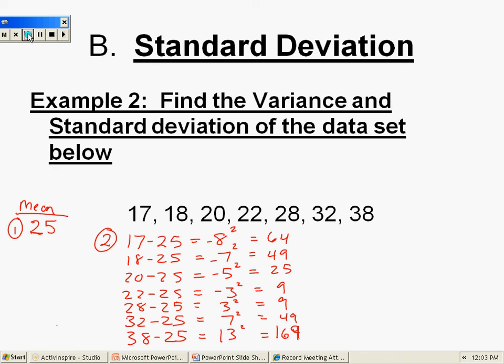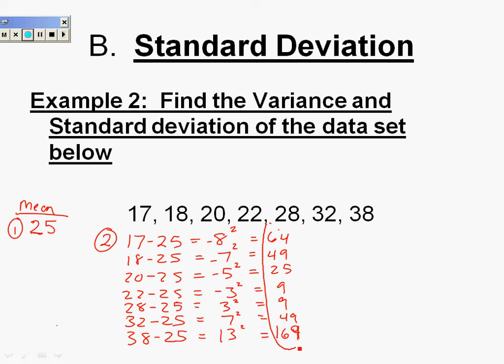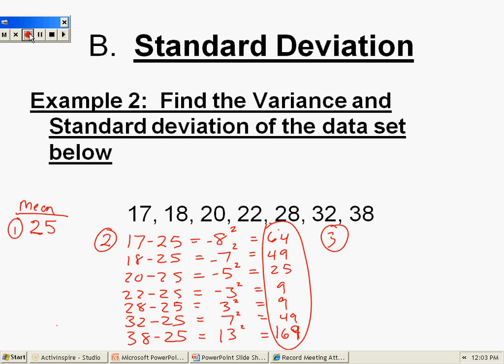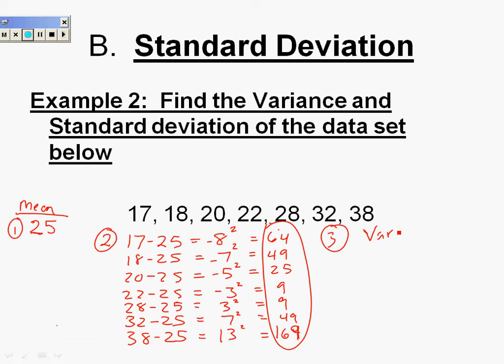Average those. That's going to give us the average squared distance from the mean, which is known as the variance. So I'm going to average all of these numbers here for step 3. Okay, so the average squared distance from the mean, the variance, that is 53.4.